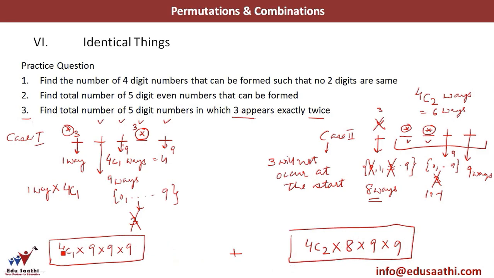So what is my total answer? My total answer is this plus this will give me the total number of 5-digit numbers, in which 3 appears exactly twice. I hope this is clear. Let's move on.